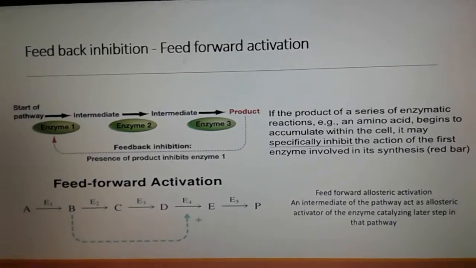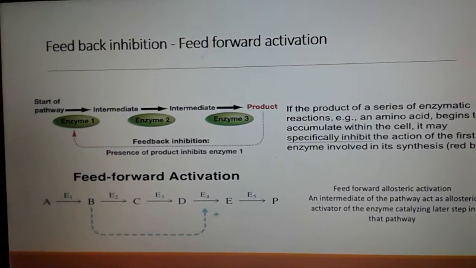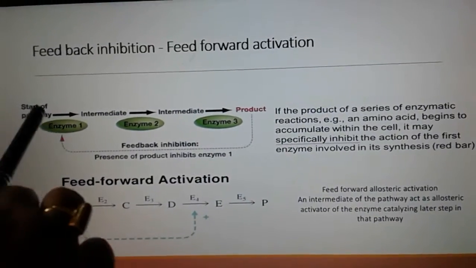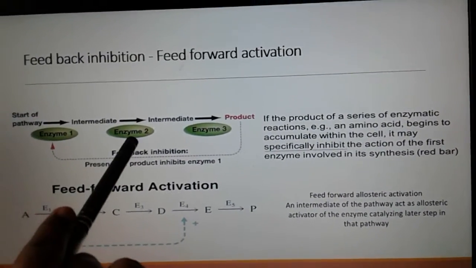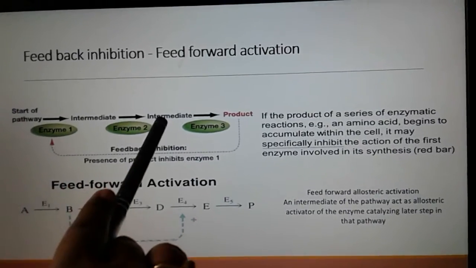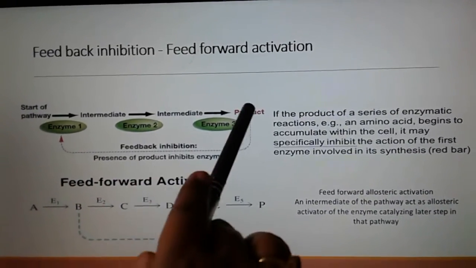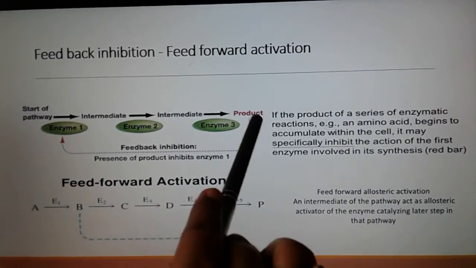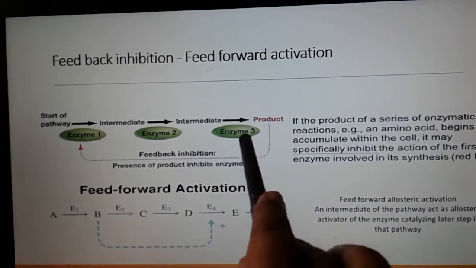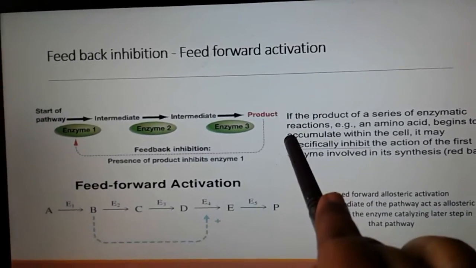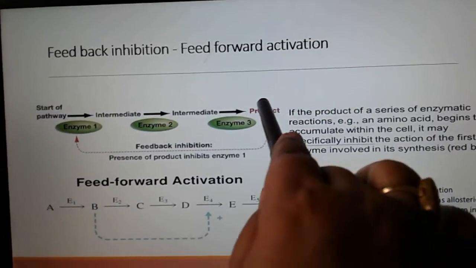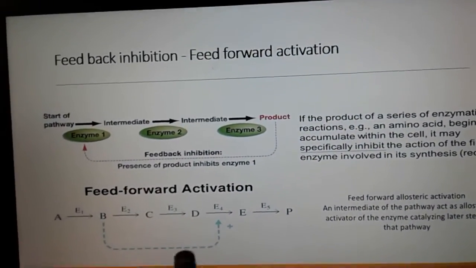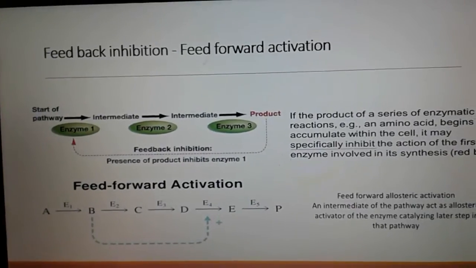Now coming to feedback inhibition. What is feedback inhibition? This is enzyme 1 which catalyzes this reaction, enzyme 2 which catalyzes this reaction, enzyme 3 which catalyzes this reaction. Suppose this is A to B, B to C and C to D, which is the final product. In case of feedback inhibition, the product, D, inhibits the first enzyme of the reaction, which is enzyme 1.